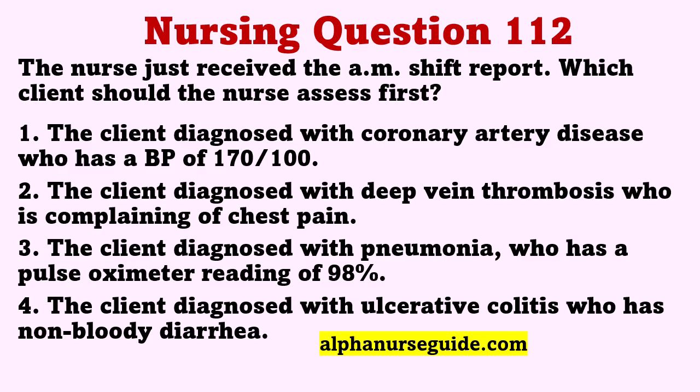The correct answer is 2. The client diagnosed with deep vein thrombosis who is complaining of chest pain. The chest pain could be a pulmonary embolus secondary to deep vein thrombosis and requires immediate intervention by the nurse. The blood pressure in option 1 is elevated, but it is not life-threatening. A pulse oximeter reading of greater than 93% is within normal limits. Non-bloody diarrhea is an expected sign of ulcerative colitis and would not require immediate intervention by the nurse.